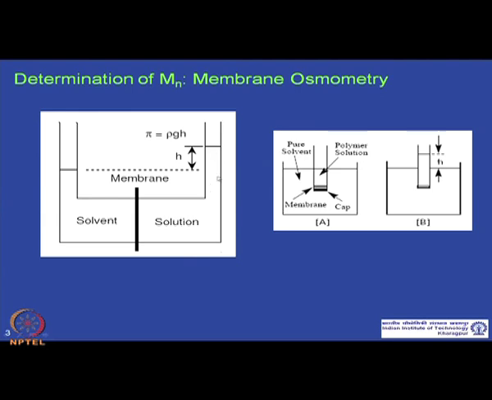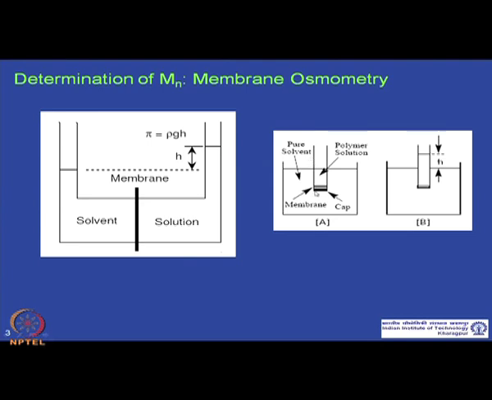If you have a capillary, then there will be a rise in the height in the capillary, and this will continue till this additional pressure increases the chemical potential of the solvent on this side to such an extent that it becomes equal to the chemical potential of the solvent on this side.